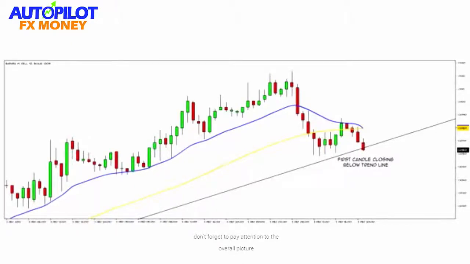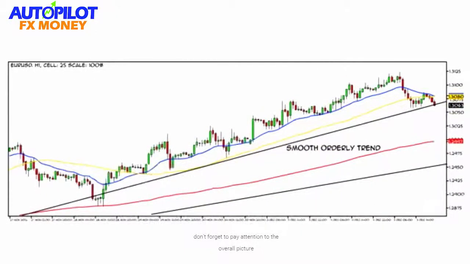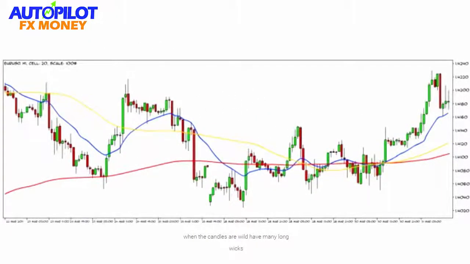Don't forget to pay attention to the overall picture. When the candles produce smooth, orderly, and symmetrical patterns, these are some of the highest probability, highest reward trades. When the candles are wild, have many long wicks, and are running all over the place, then this is a good time to stay out completely until things settle down.